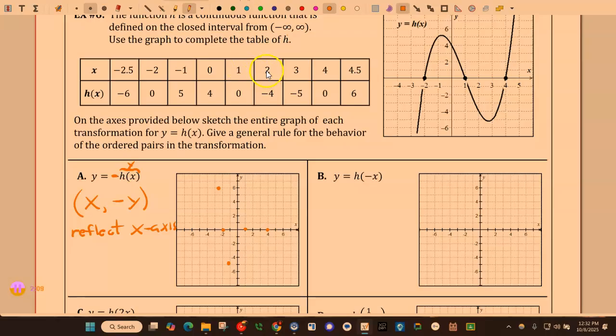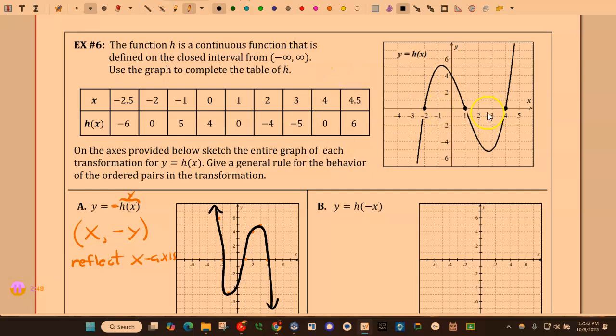And then at positive 2, we'll have positive 4. And at positive 3, we'll have positive 5. And then at 4.5, we'll have negative 6. 4.5, I'll have negative 6 down here. All right. So then we can just connect this carefully all together. Let's do just black. All right, so we'll start up here. Down, come back up, and go back down. All right, there is a reflection over the x-axis of the original graph.